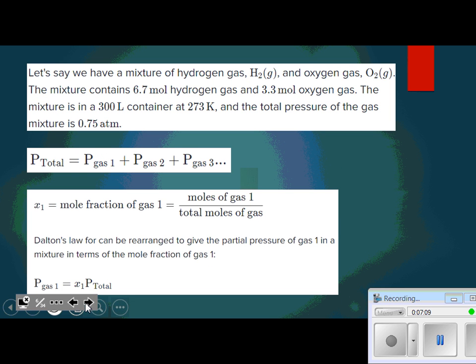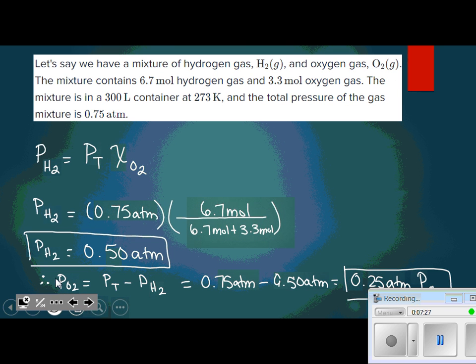You could also answer the question using Dalton's law of partial pressures and actually find the mole fraction of hydrogen, and then use that mole fraction to find just the partial pressure of the hydrogen gas. So I've done that for you here. So I just want the partial pressure of hydrogen gas. So I say pressure of the hydrogen gas is equal to total pressure times the mole fraction of, and that should say, I'm sorry, that right there should say hydrogen gas, not oxygen gas.